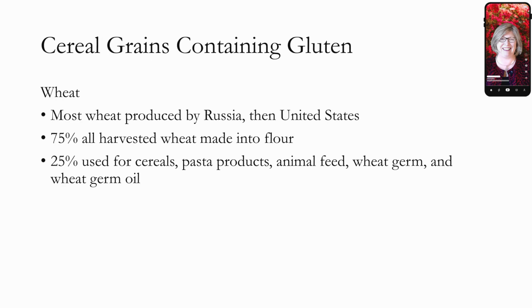Cereal grains containing gluten include wheat, most of which is produced by Russia, then the United States. 75% of the wheat is harvested and made into flour, and 25% is used for cereals, pasta, animal feed, wheat germ, and wheat germ oil.